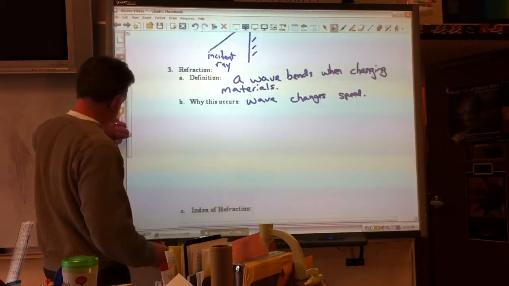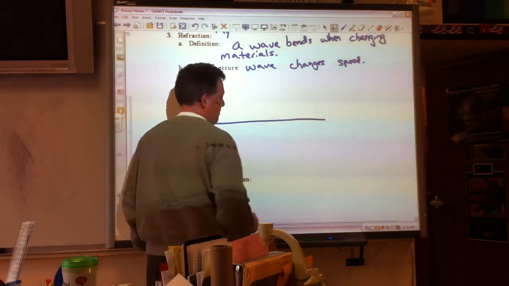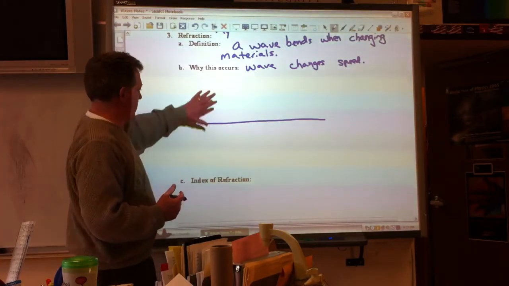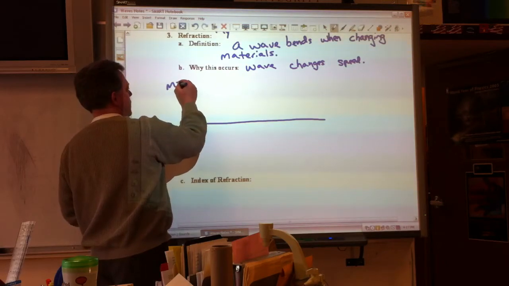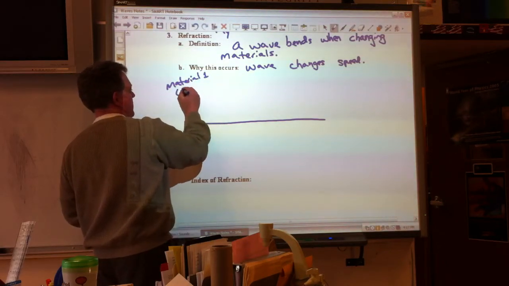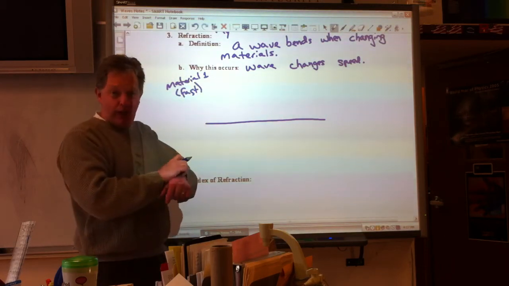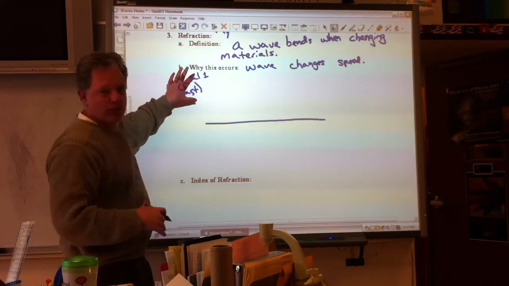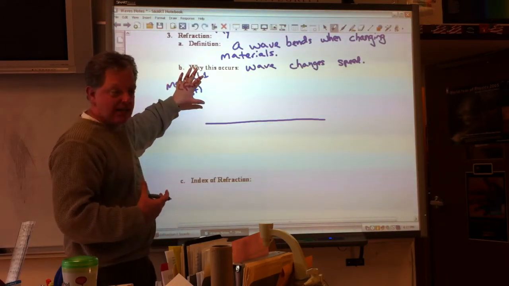So I'm going to draw an example of this. We're going to have our boundary right there. Okay, we're going to have one material up here, another material down here. For right now, we'll just call this material 1. And we'll say that whatever the wave is, it travels fast in that material. Most of the time, these are going to be light waves, and this might be a vacuum, because light travels the fastest in the vacuum. The speed of light in a vacuum is 3 times 10 to the 8th.